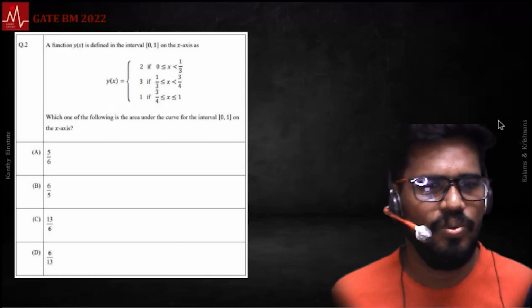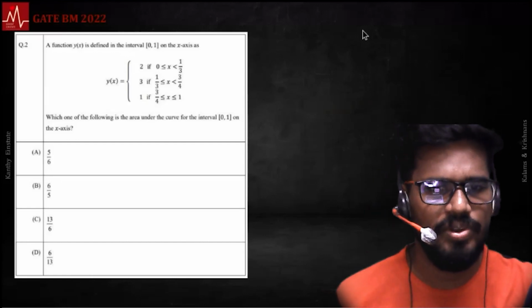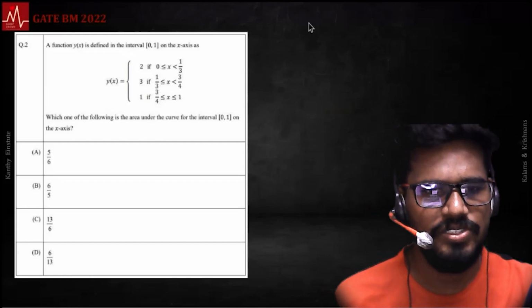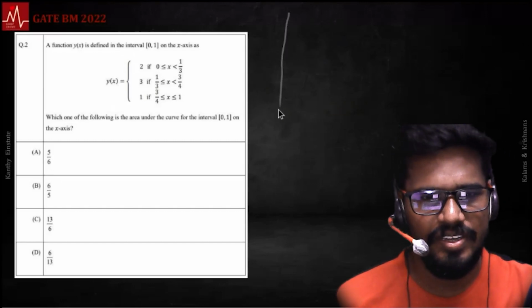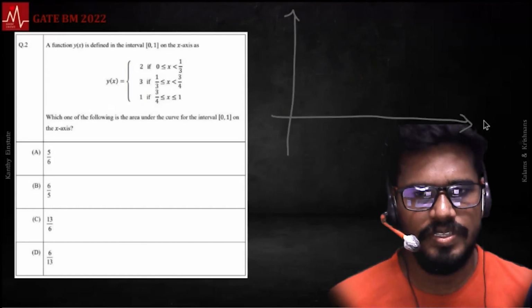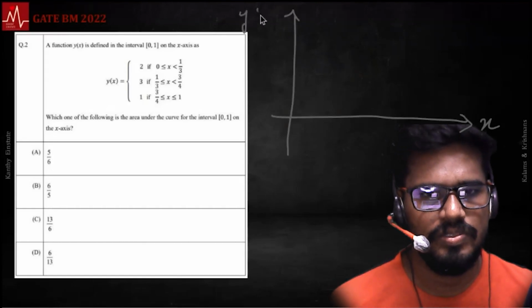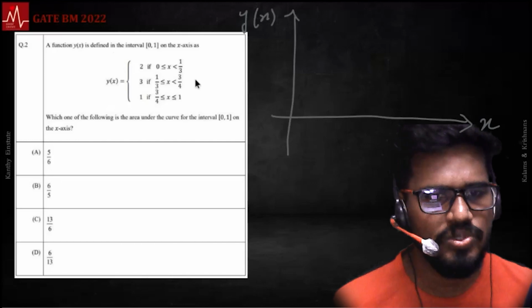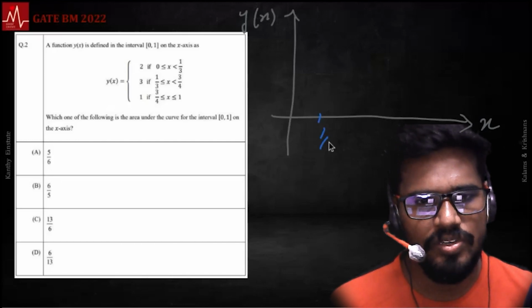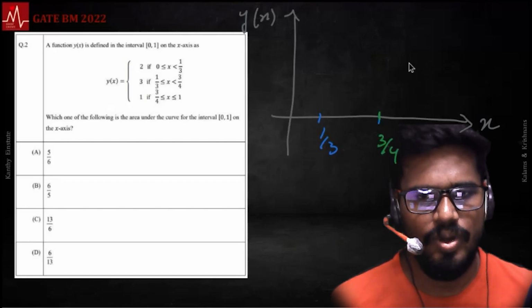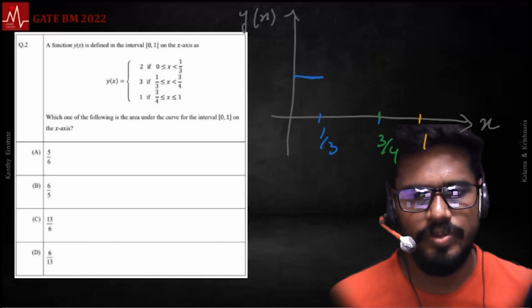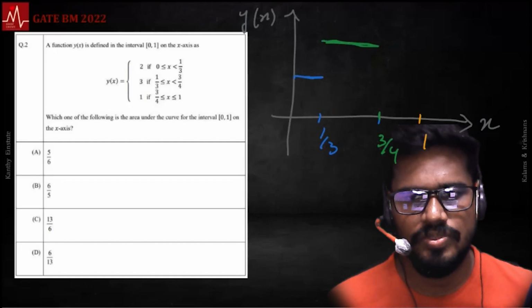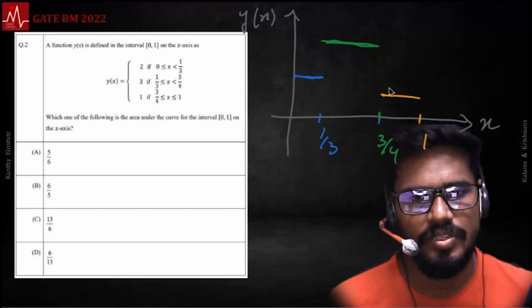Let's quickly do this. Y of x is a function defined in the interval 0 to 1. Which one of the following is the area under the curve? Area under the curve, you know how to calculate rectangles. Just give me 1 second. This is x-axis, this is y-axis. It's between 0 to 1. The milestones of interest are 1 by 3, then you have 3 by 4, and then you have 1. The function value is 2 here, and it becomes 3 here, and it becomes 1 here. This is a function value.